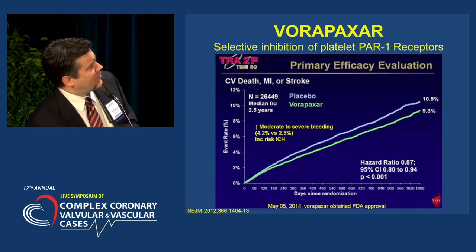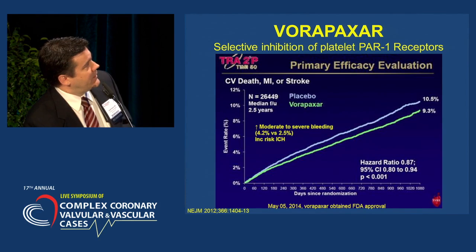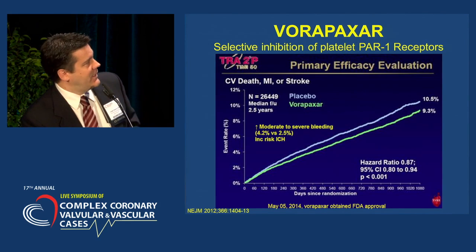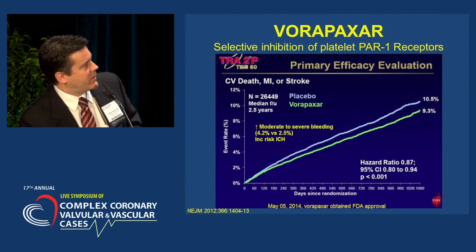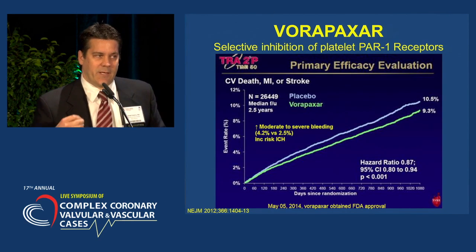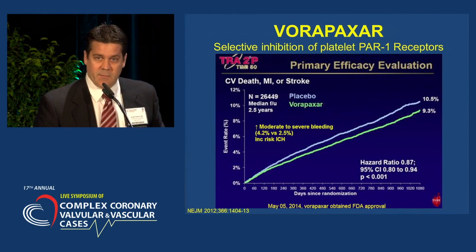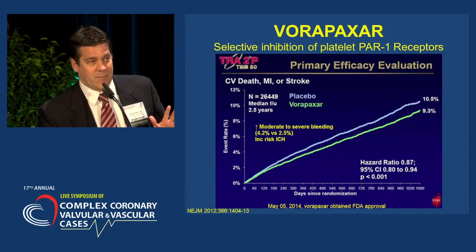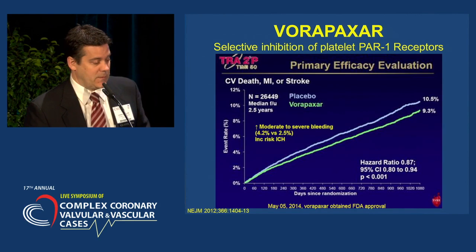Vorapaxar, this is the other one that was just recently approved in May, just a month ago. This is the PAR-1 receptor antagonist. This, compared to placebo in those patients taking both aspirin and Plavix, did better in the primary outcome. However, there was a much higher bleeding risk in these patients. So Vorapaxar has higher bleeding, but improved ischemic outcomes. Where this is going to fit in our antiplatelet agents, I'm not quite sure yet. I don't think anyone does.